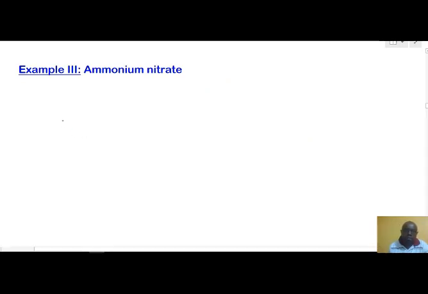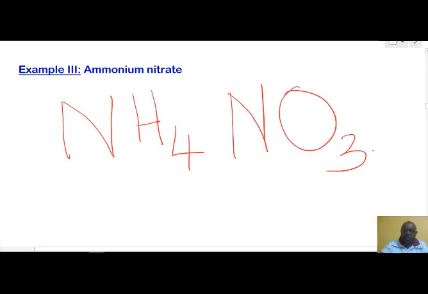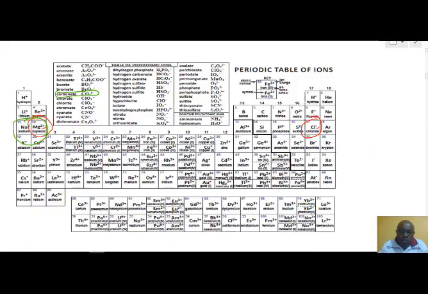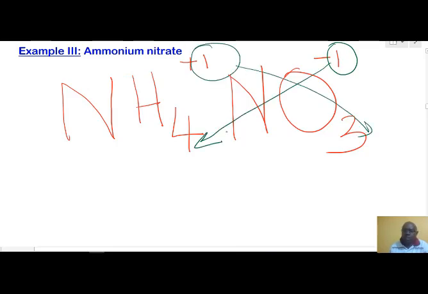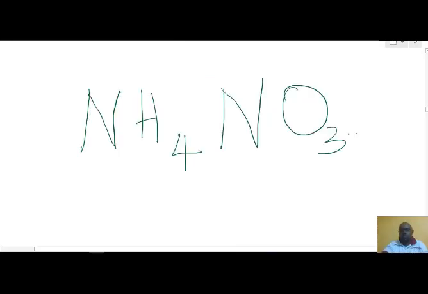In example number 3, we write the formula of ammonium nitrate. We have ammonium is NH4 and nitrate is NO3. From the periodic table of ions, we learn that ammonium has a charge of +1 and nitrate has a charge of -1. Therefore, we have +1 and -1. We now transpose the numbers. Ammonium will take 1 from nitrate and nitrate will take the 1 from ammonium. Therefore, the formula becomes NH4NO3.